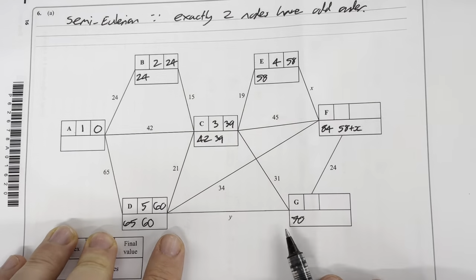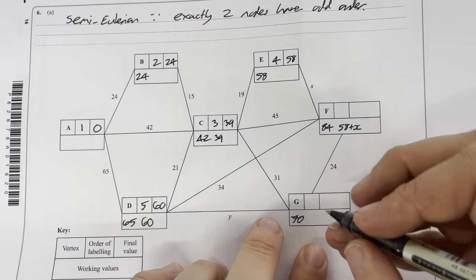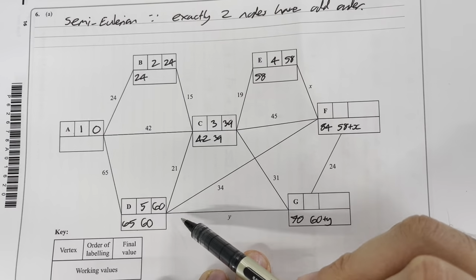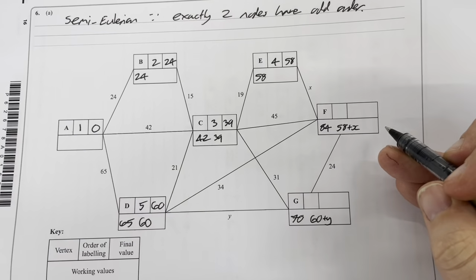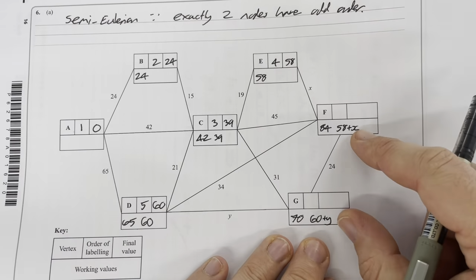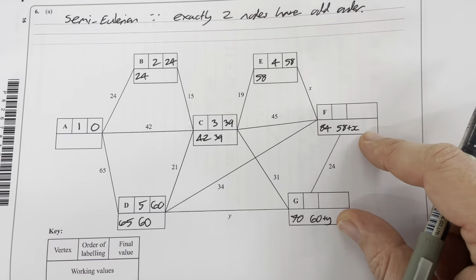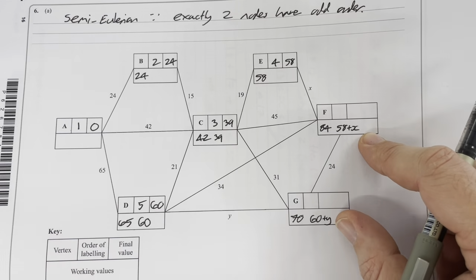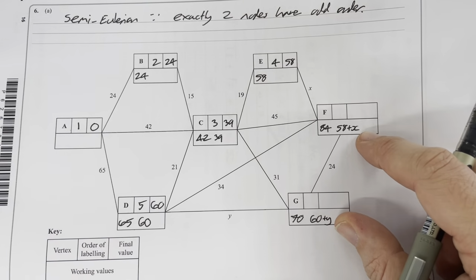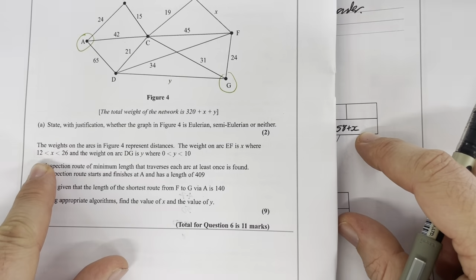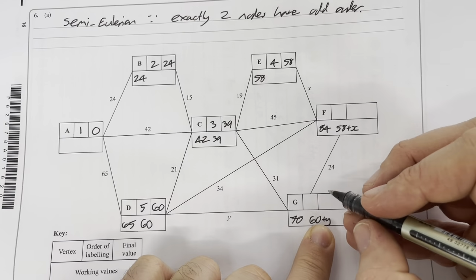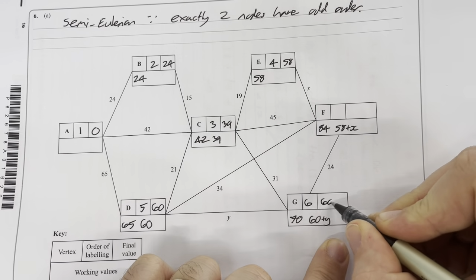60 plus Y, but we're told Y is less than 10, so that must be less than 70. And 60 plus 34 is 94, that's clearly bigger. And then out of these two, which is shorter, that is at most 70. That is, well, we're told X is actually strictly bigger than 12 as well, so that must be more than 70, therefore this is shorter. So that gets a 6 with a 60 plus Y.